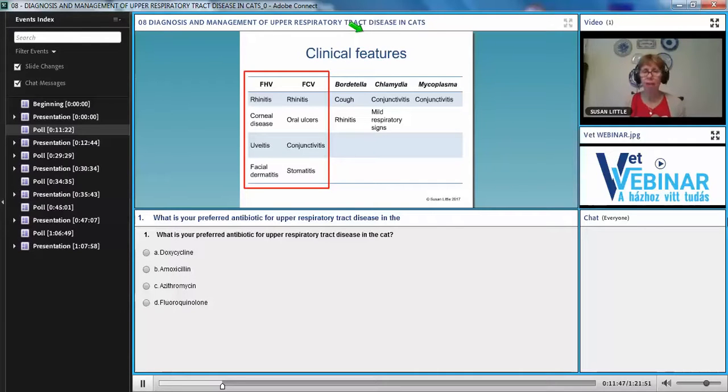So would it be doxycycline? Would it be amoxicillin? Would it be erythromycin? Or could it be a fluoroquinolone of some kind? Because there's a variety of fluoroquinolones on the market, different ones in different countries. So I didn't list a specific fluoroquinolone in there. So let me know what you would pick.